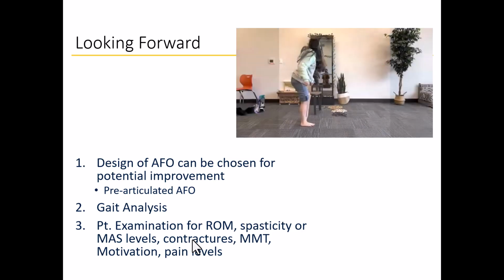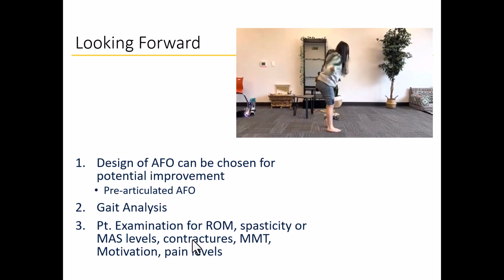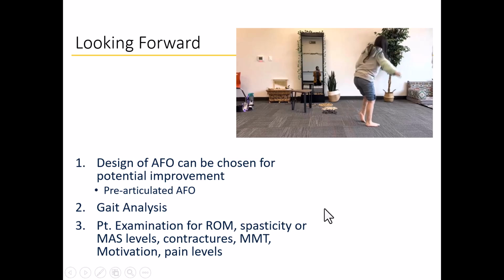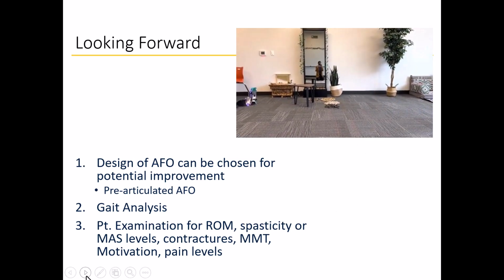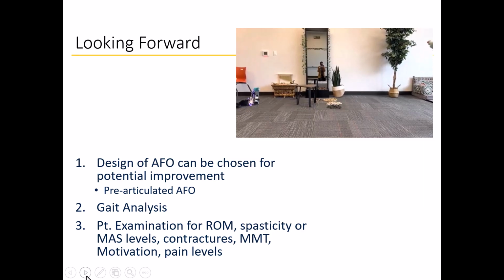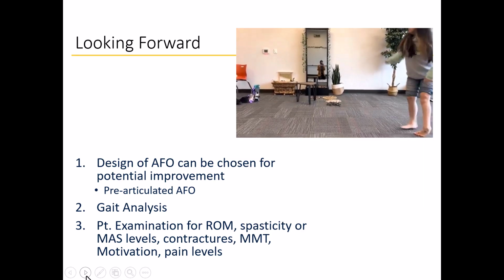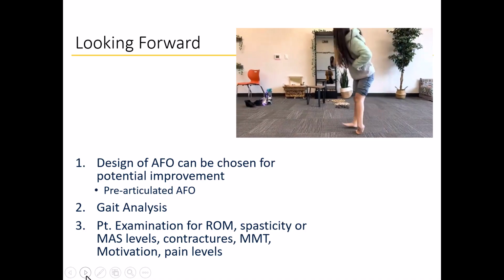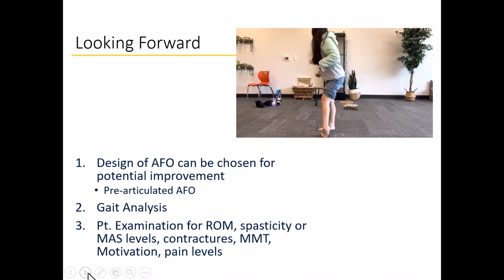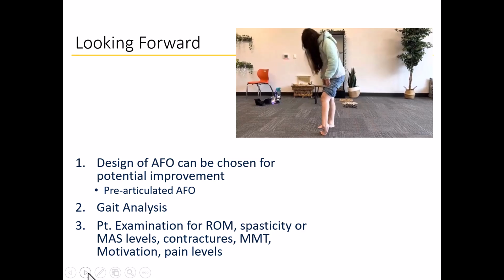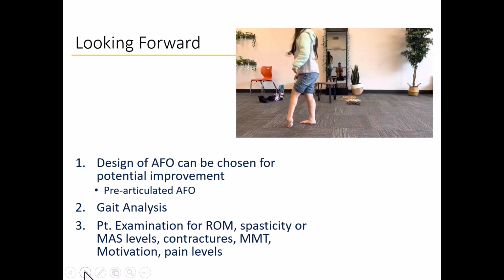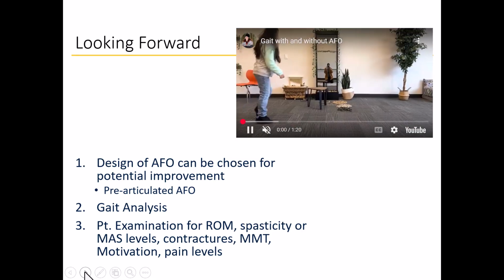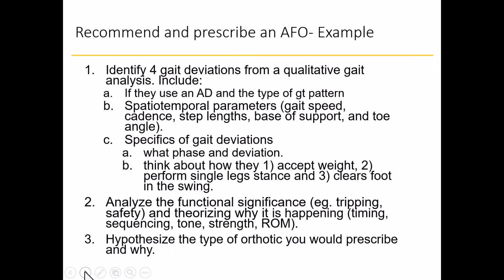And now when we watch her walk without her AFO on, we can see that she does have an equinovarus contracture, and that the AFO is really being used to help her in both swing and stance phase, and is helping her with her efficiency in gait, as she has decreased velocity when she's walking without the AFO on.